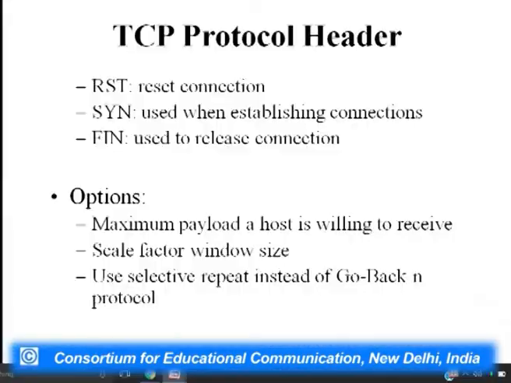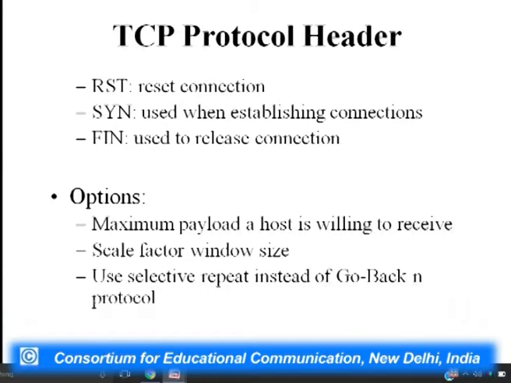Now, another field is the option field. What does it mean? The option field is used for the maximum payload a host is willing to receive, right? And how much data it is willing to receive, we can tell from the window size, but at the same time it may scale the window factor and use selective repeat instead of go back n. Now, what does go back n mean? Generally it will use a sliding window with selective reject, but I may want to say that no, it should not use selective reject, it should use go back n.